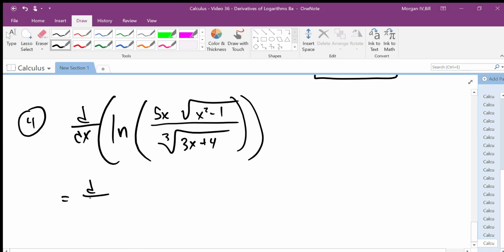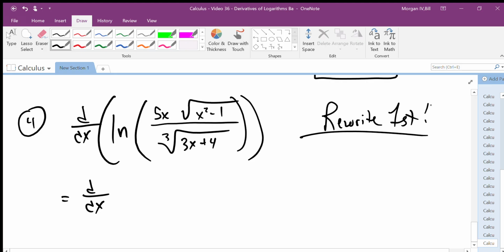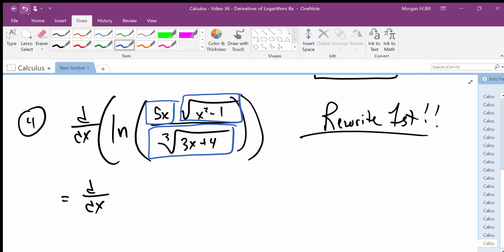Instead, we're going to rewrite first. Rewrite first! Okay, we're going to separate this into, I see 3 logarithms. I see a 5x up here. That's a term. I see this square root of x squared minus 1. That's a term. And I see this cubed root of 3x plus 4. That's a term. 3 terms. Now, 2 of the terms are in the numerator. In fact, maybe I'll color code these things. 2 of the terms are in the numerator, 1 term in the denominator.